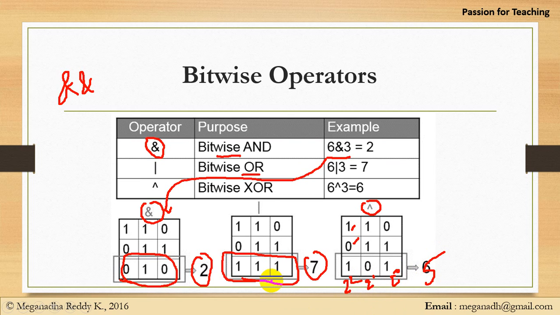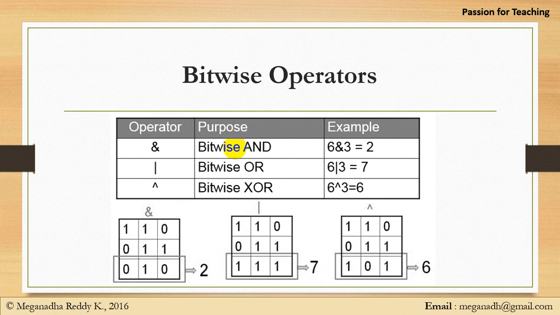So now let's try to understand more about this bitwise operator one more time. Now let's take, for example, I want to find 5 and 2. So what I have to do here is convert 5 to binary, which is 101, and convert 2 to binary, which is 010.